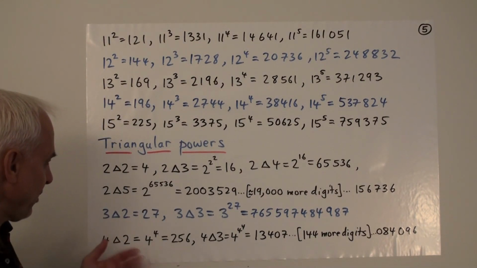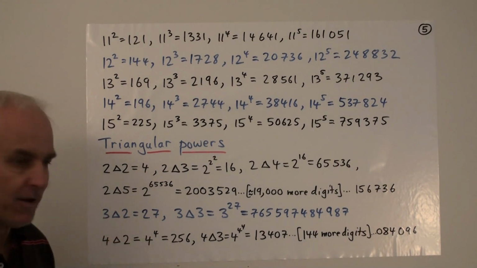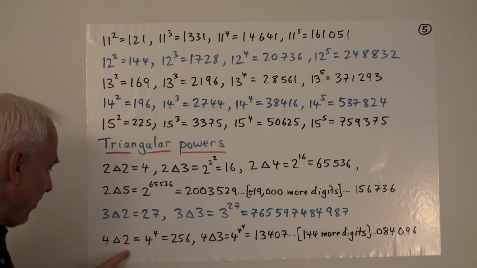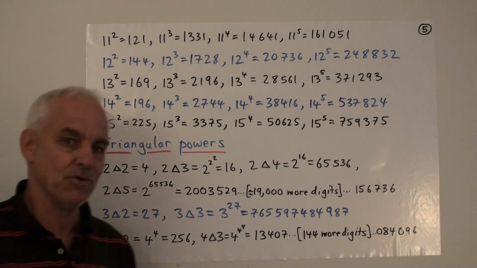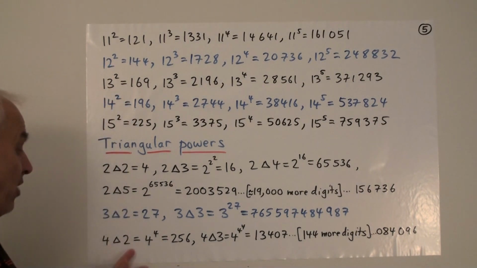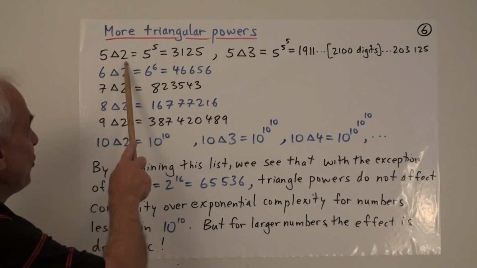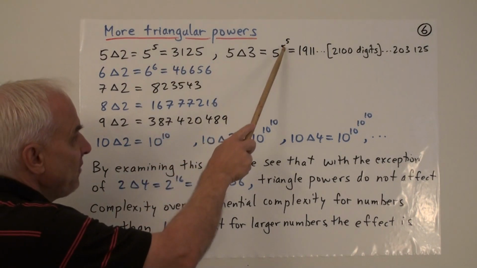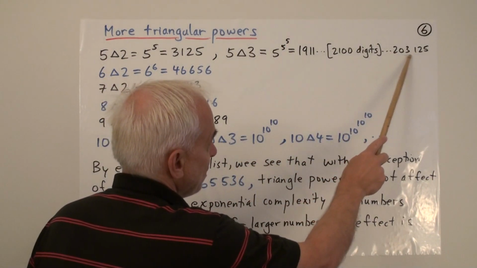So these triangular exponents or triangular powers, even for pretty small values of m and n, are pretty quickly big numbers. And pretty quickly, as we jack up this second sort of power, they get beyond what we're able to write down in our usual Hindu Arabic form. But we can still write them down in this triangular power form. And a few more. So 5 triangle 2 is 5 to the 5, that's 3,125. 5 triangle 3, which is 5 to the 5 to the 5, that's 1911, followed by about 2,100 digits, followed by 203125.